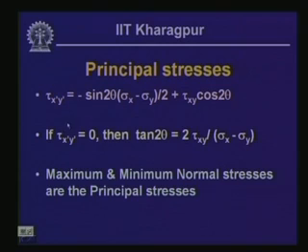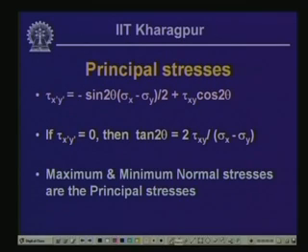Interestingly, if we look into that, the expression for tau x dashed y dashed is equal to (sigma x minus sigma y)/2 sin 2 theta plus tau x y cos 2 theta. Now, if we set tau x dashed y dashed equal to 0, then we get tan 2 theta equal to twice tau x y by (sigma x minus sigma y), which is similar to the expression we had obtained for tan 2 theta by setting the derivative of the normal stress to 0. And since these two angles match, this shows that the planes where we have obtained the maximum and the minimum principal stresses coincide with the planes where the shearing stress is 0.